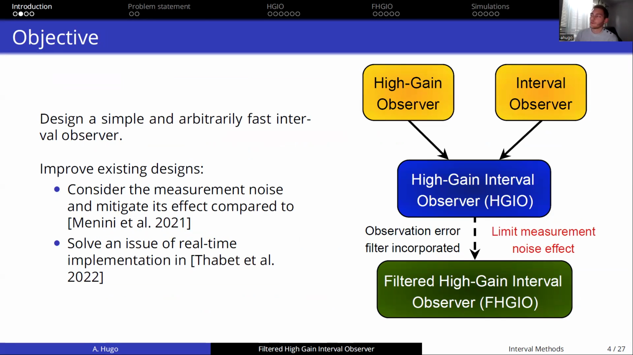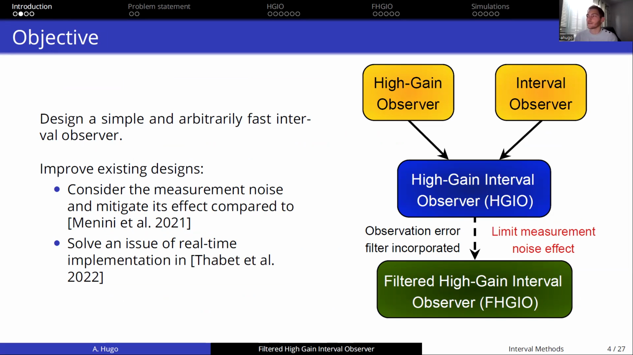So the objective of this work was to combine both methodologies, high-gain observer and interval observer, in order to create a high-gain interval observer that is simple enough, I would say, to design, and that also has the property of arbitrarily fast convergence given by the high-gain methodology. There already exist some designs of high-gain interval observers, so the aim was to improve what has already been done.